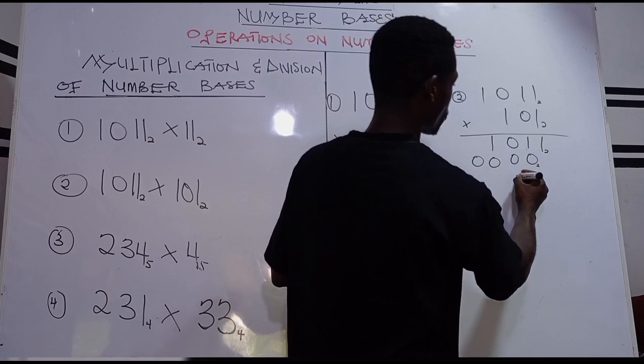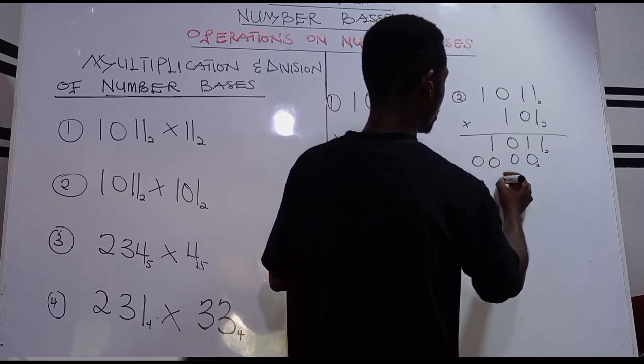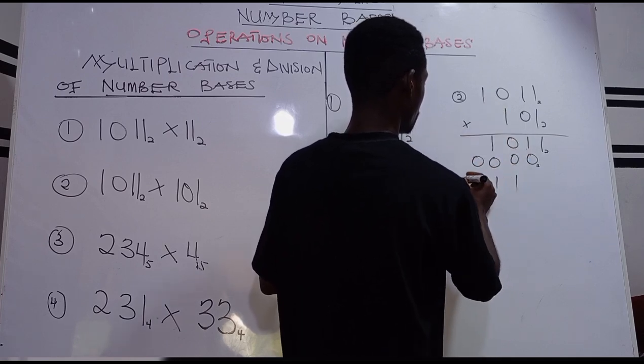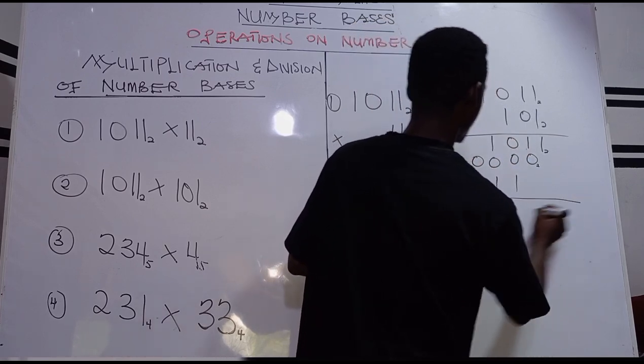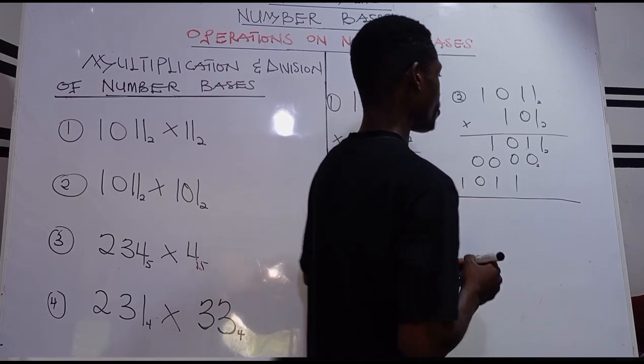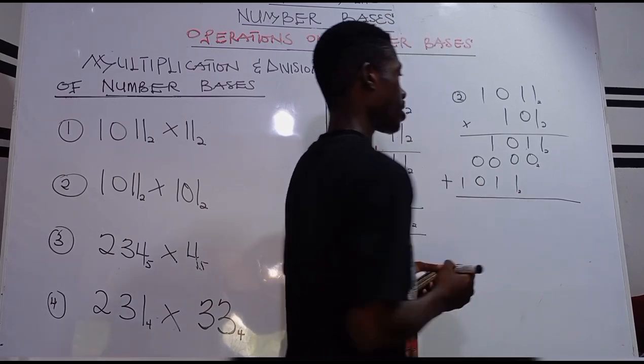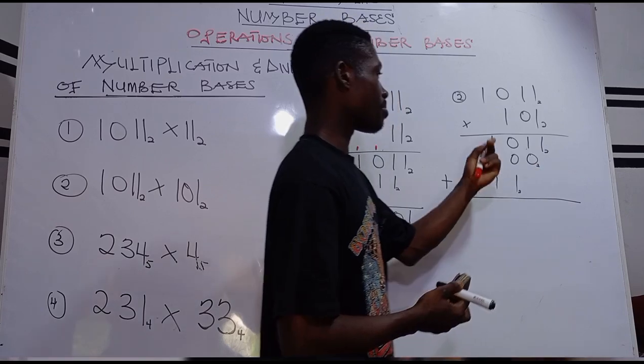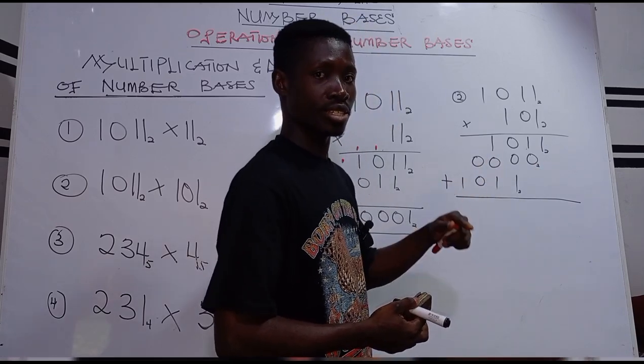1 times 1 will give us 1. 1 times 1 will give us 1. 1 times 0 will give us 0. 1 times 1 will give us 1. We are done. So the rest is summation. Now, since we are working in base 2, the summation of these numbers must also be in base 2.